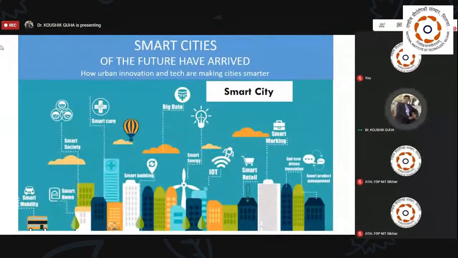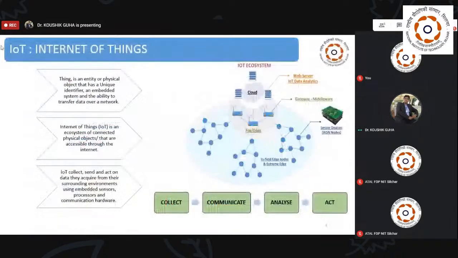The smart energy, then smart retailing, smart product management, smart working. So everything comes in a smart way, but obviously we have to take the help of technology, and the technology is information and communication technology. But also, in the backbone of this technology and this smart city, what we have seen as the most important contributor is the Internet of Things.